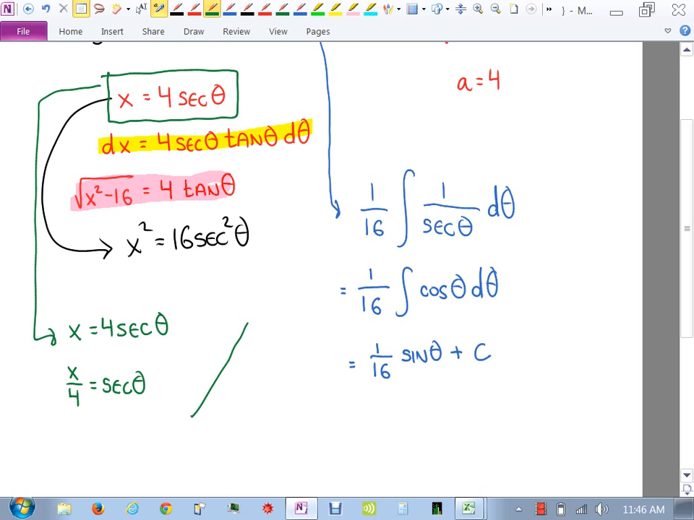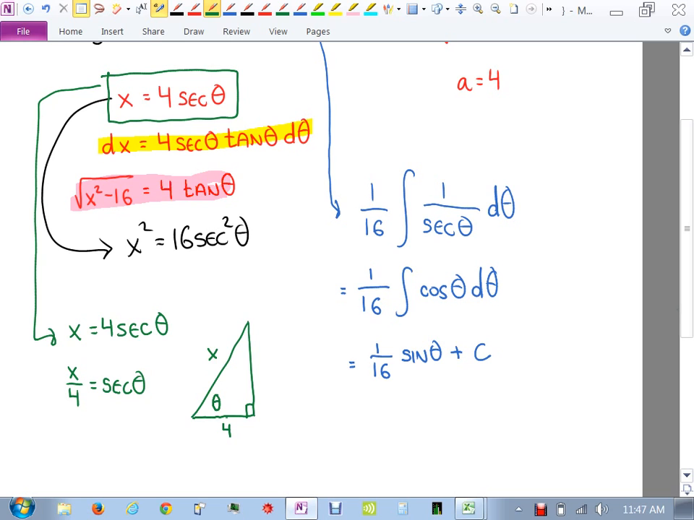And when I draw my triangle right now, and here's theta, secant is the reciprocal of cosine, right? Cosine is adjacent over hypotenuse, so secant is hypotenuse over adjacent, right? So what's the hypotenuse of this triangle? X. What's the adjacent side? 4. And then using the Pythagorean, a squared plus b squared is c squared, I'll solve that other side.